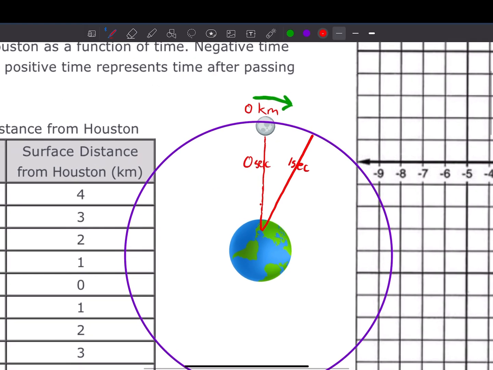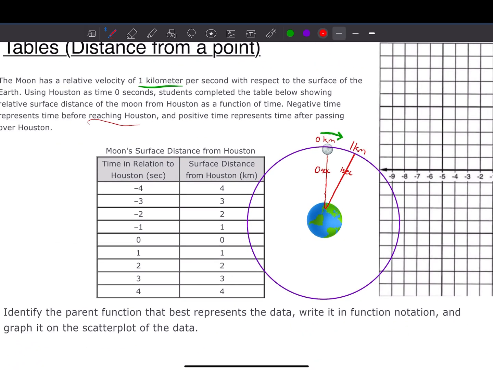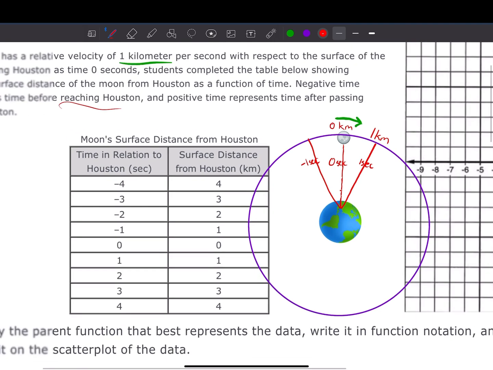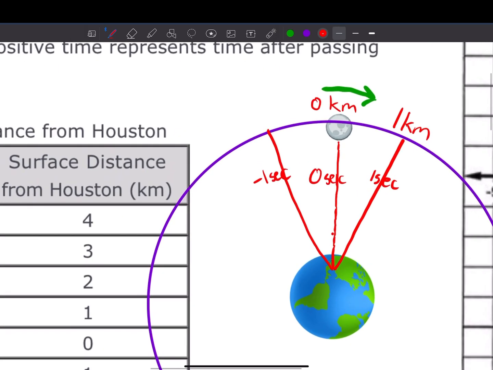So the relative distance seems to be moving around this orbit. If the angle is perfectly aligned with Houston, once the moon passes, this distance is 1 kilometer away. That makes much more sense: 1 kilometer away from its relative spot compared to Houston. And the negative distance is before reaching Houston. So before it orbited to Houston, we have negative 1 second, and it even tells me at negative 1 second, I am still 1 kilometer away, relatively, from where Houston is.